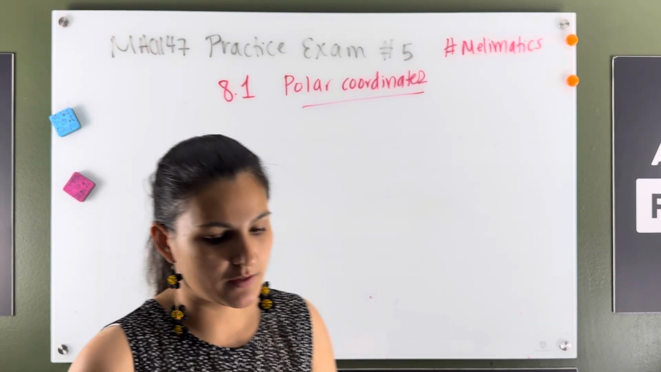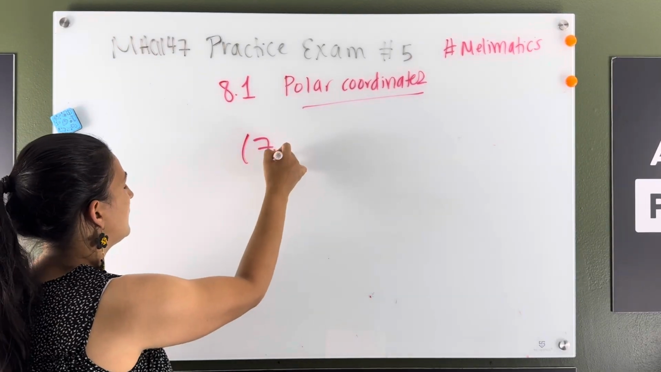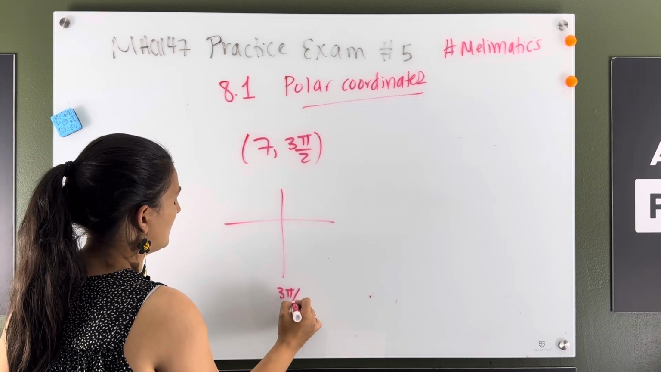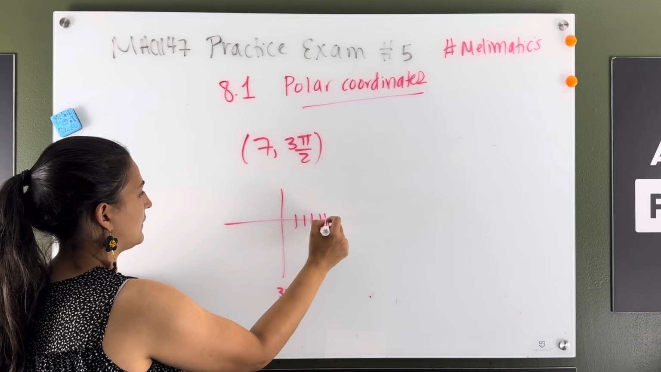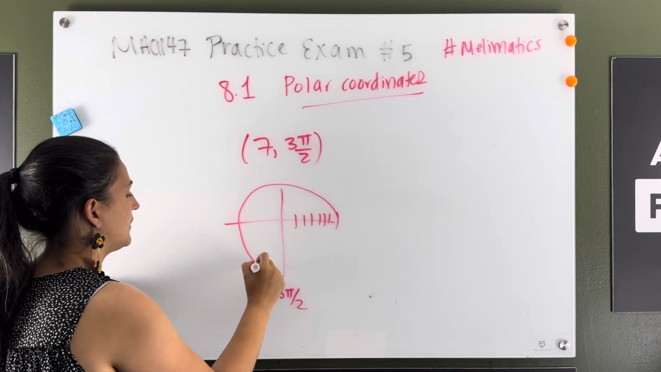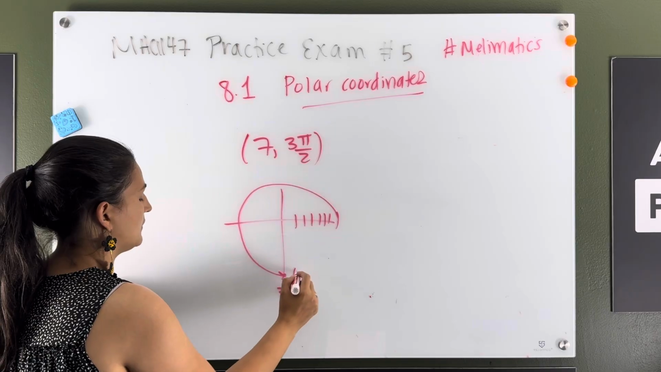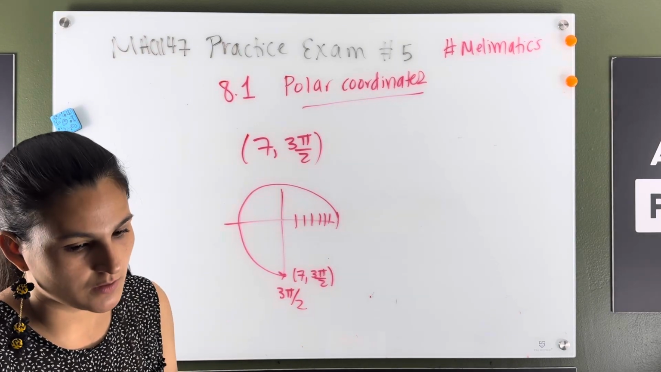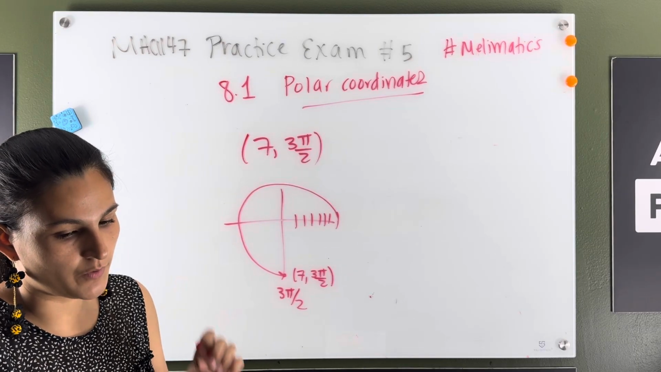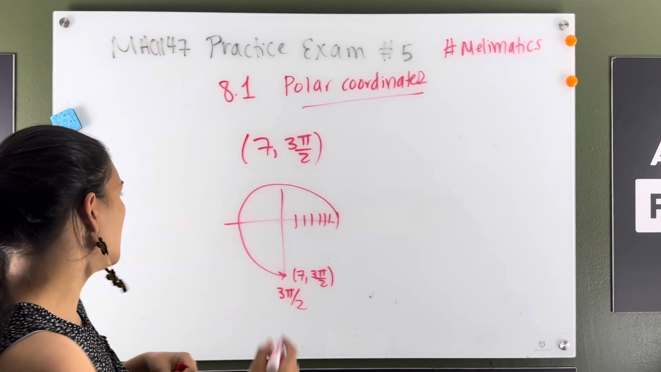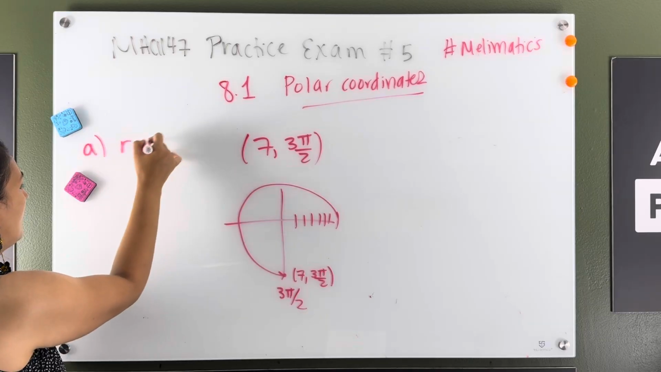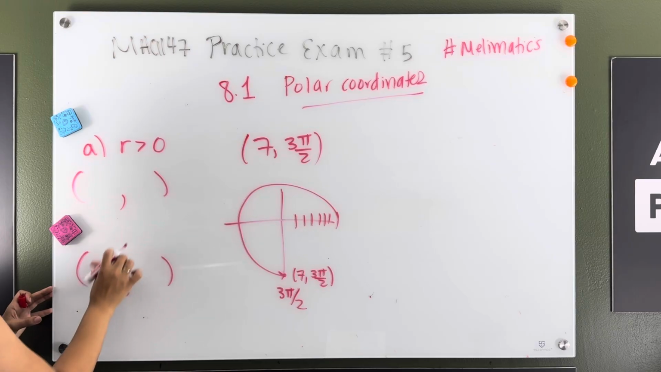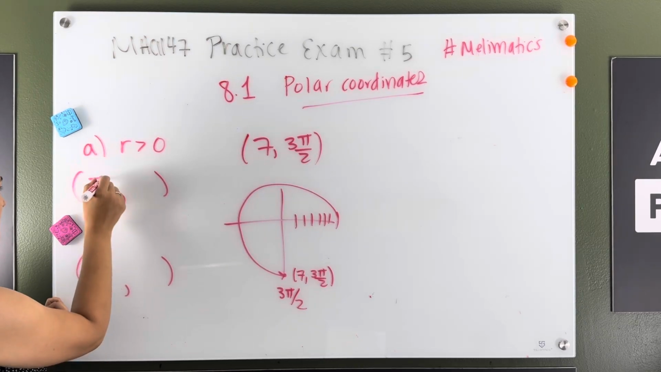Okay, so the next part is 7 comma 3 pi over 2. Okay, we can find that. 3 pi over 2 is right here. It's 270 degrees, and then 1, 2, 3, 4, 5, 6, 7 circle all the way up to 3 pi over 2. Okay, so label it. And then it's asking you two things. It's saying, can you find 2 more polar coordinates with r greater than 0 and r less than 0? So for part A, we're keeping r positive, and we need to find two more polar coordinates that are equivalent. So we're going to keep r as 7.